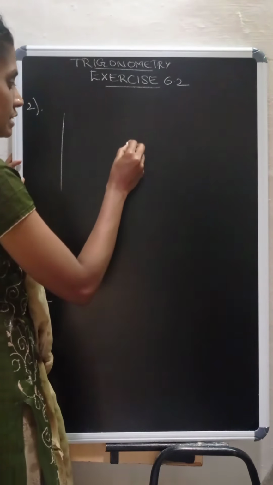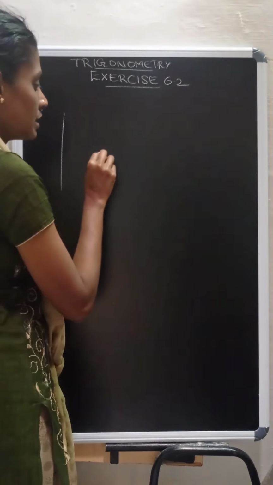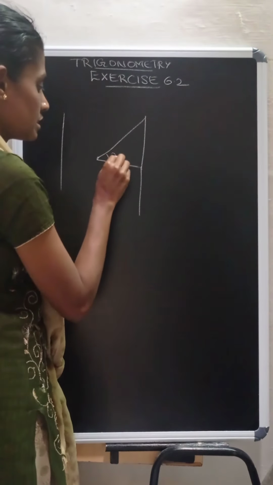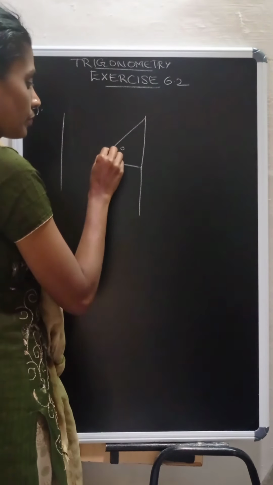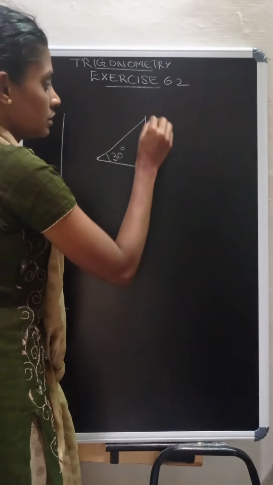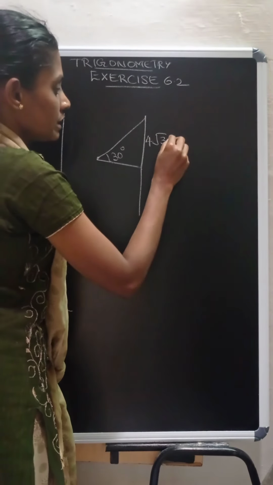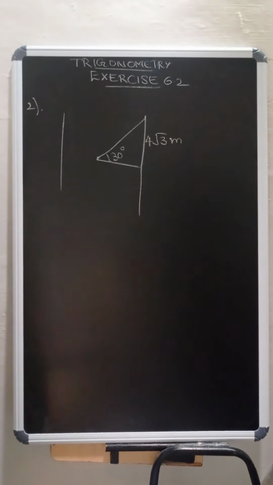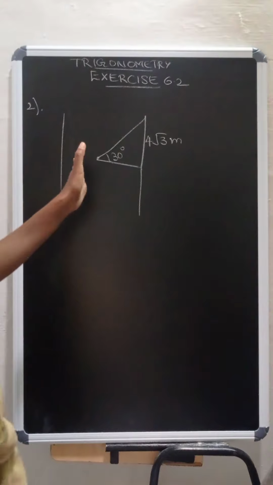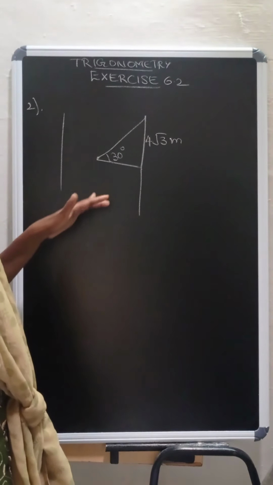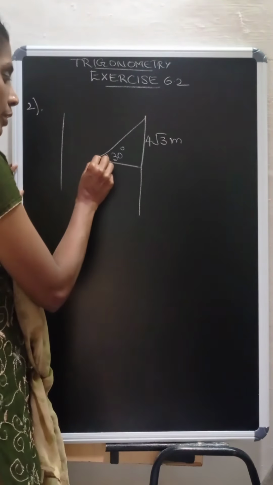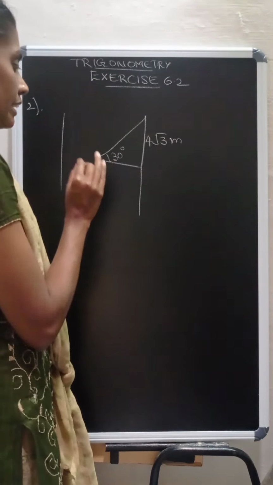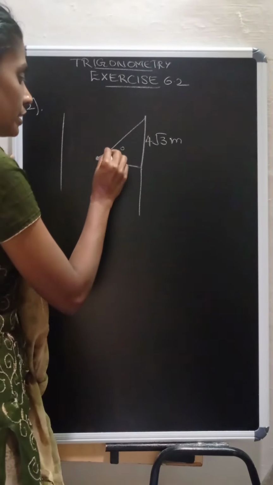So now let this be the road. So he is standing in the middle and he is watching the top of the house. So this is 30 degrees. Now the height of the building is 4√3 meters. Now see, since the object is at a longer distance, we will always take the object as a single point. Because the distances are so far, we will take the object as a single point.